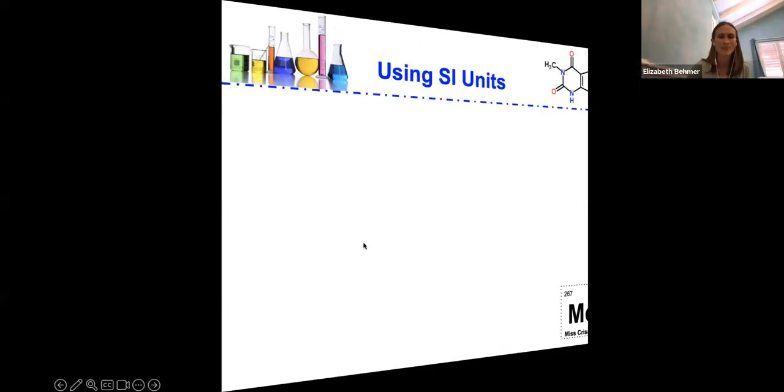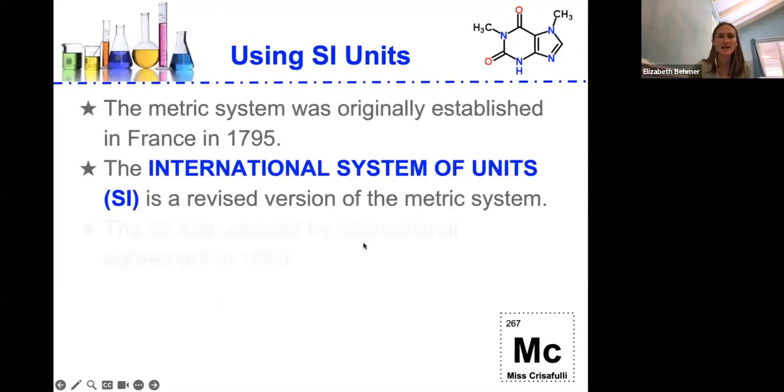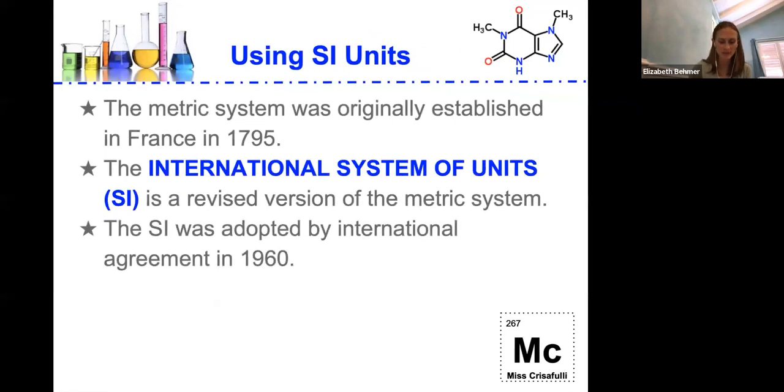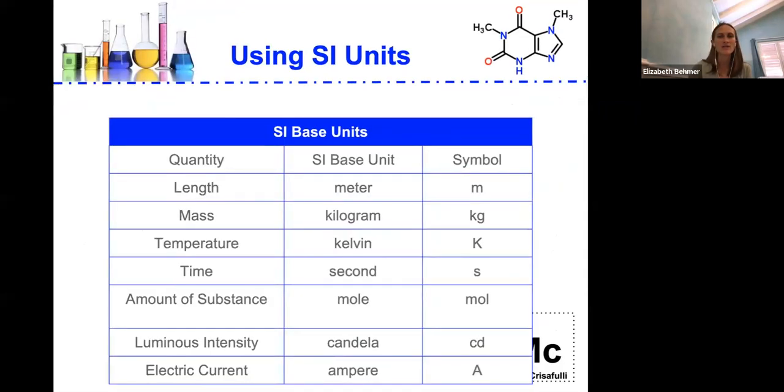Okay, so this SI system, International System of Units, was officially adopted by international agreement in 1960. And it is really important to have an international system of measurements used and accepted worldwide so that when doing research and sharing research in scientific journals, scientists are using the same units so that they could potentially recreate experiments that another scientist on the other side of the world is doing.